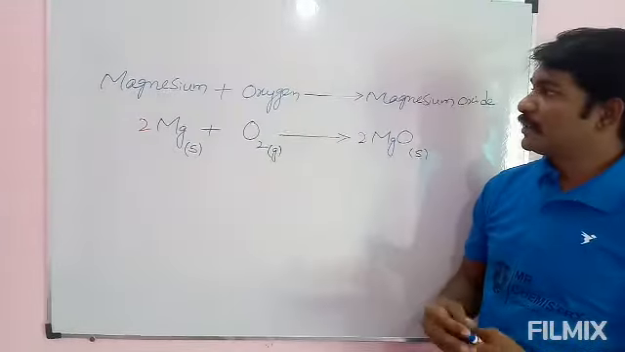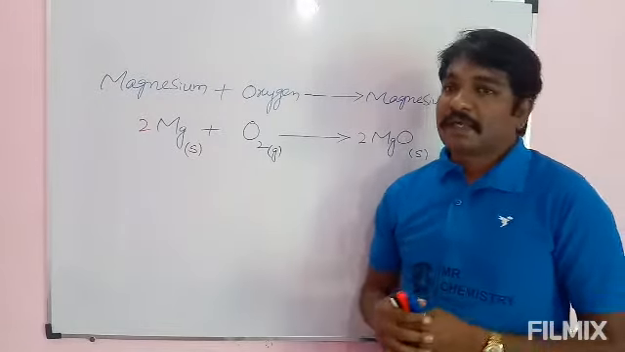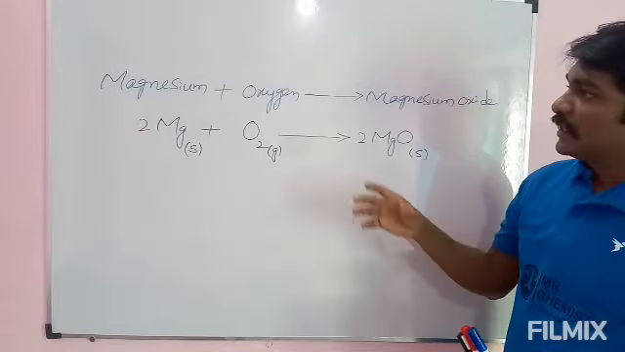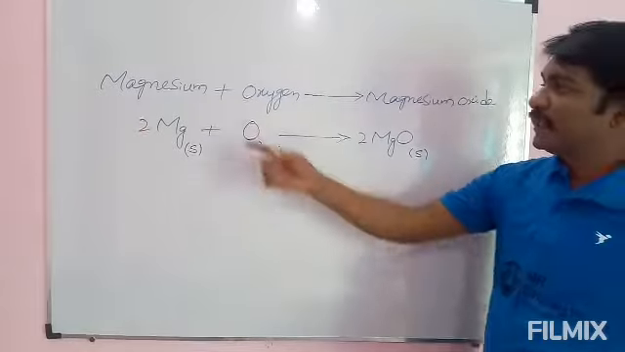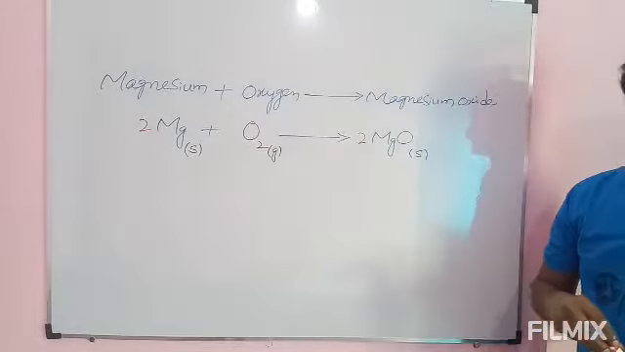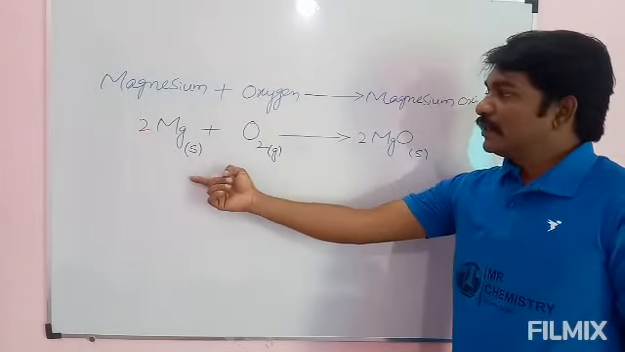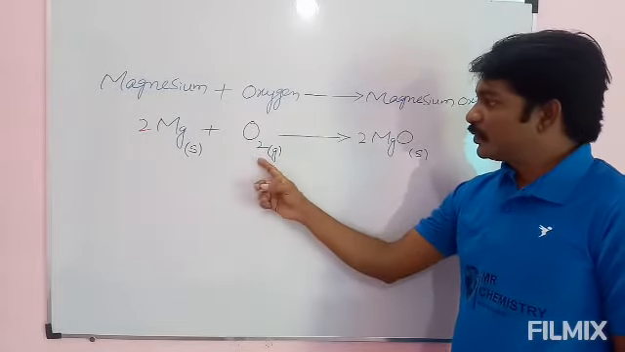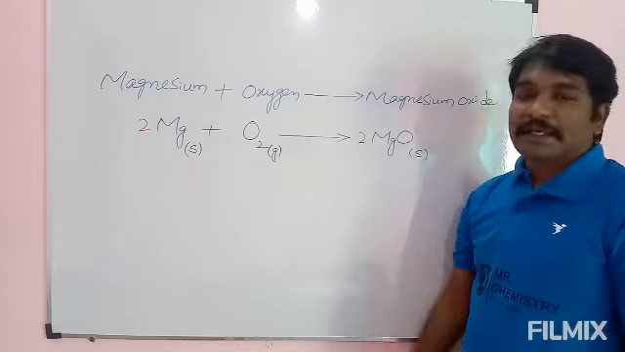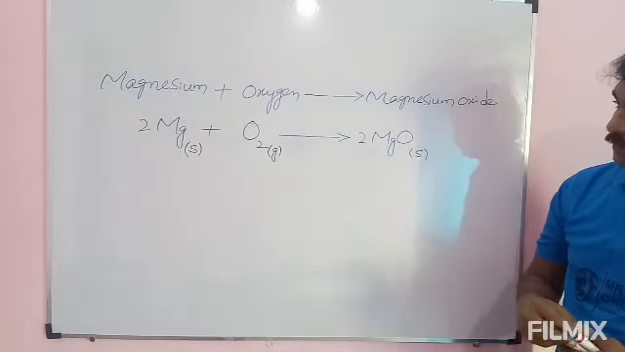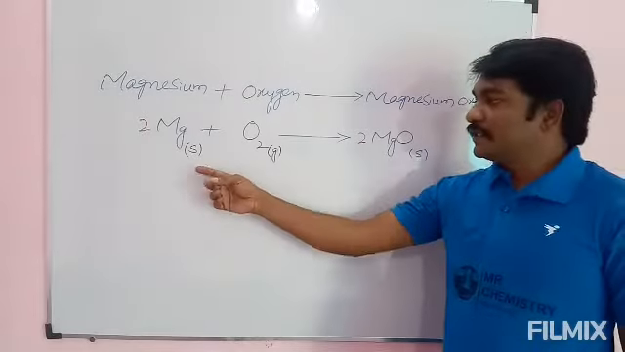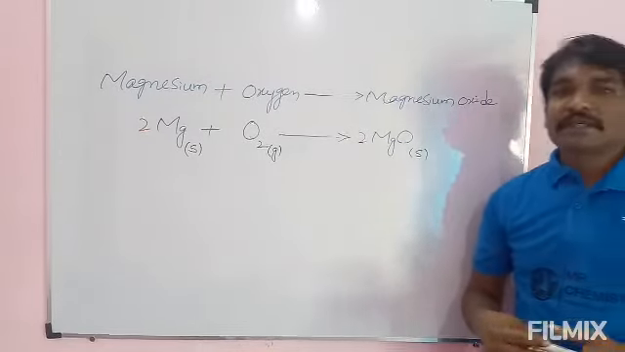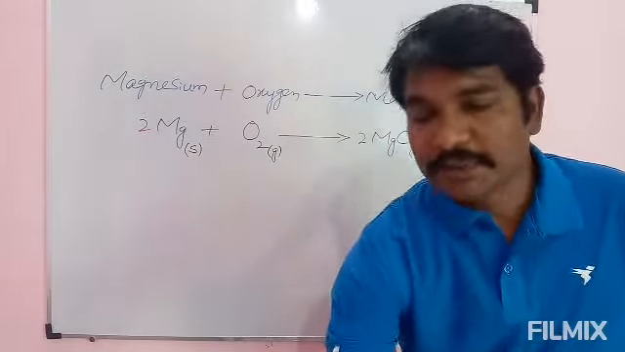Magnesium ribbon burns in presence of oxygen with a dazzling flame and forms a white ash, nothing but magnesium oxide. This reaction is represented in the form of a word equation: magnesium plus oxygen gives magnesium oxide, and it is represented symbolically by using symbols of elements and formulas of compounds. Mg plus O2 gives MgO. After balancing, we get 2 Mg plus O2 gives 2 MgO. The physical state of magnesium is solid, oxygen is gaseous, and magnesium oxide is a solid. And we will discuss one more example. Please note down this one.